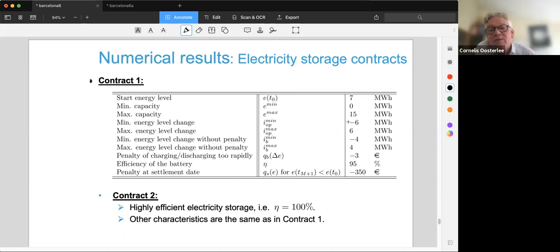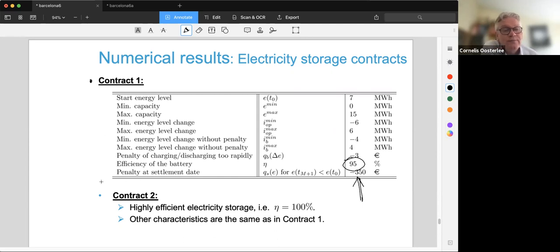So we can move between -6 and 6, but if we go from -4 to -6 or from 4 to 6, we can do that, but we get a penalty. And the penalty of discharging too rapidly is -3 euros. And the efficiency of the battery in contract 1 is 95%. And the penalty at the settlement date, so if the energy level at Tm plus 1 is less than the energy level at the initial time, then you get a penalty, and the penalty is 350 euros.